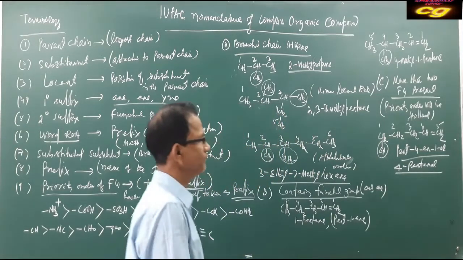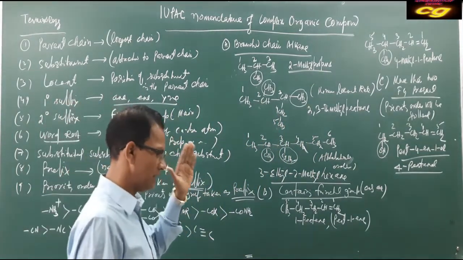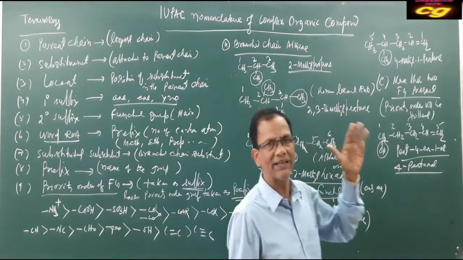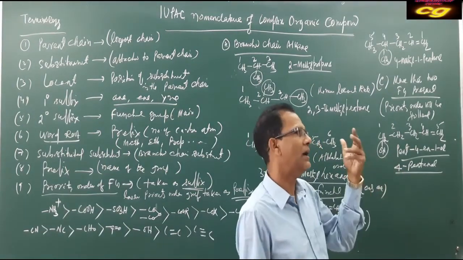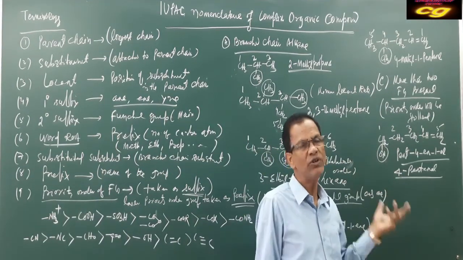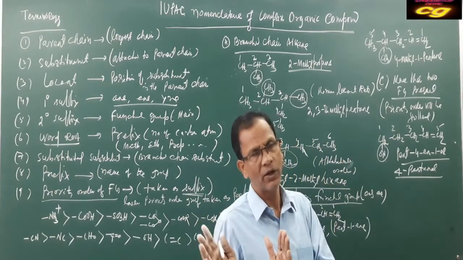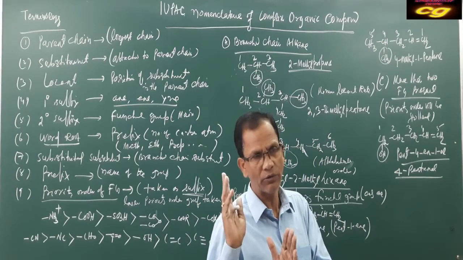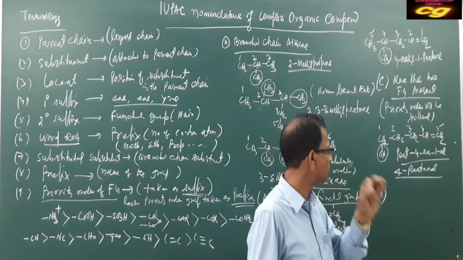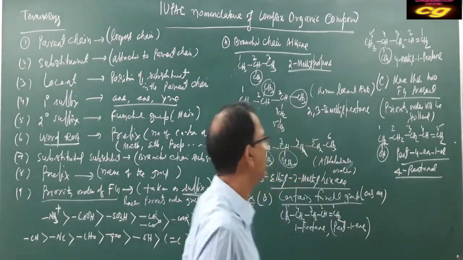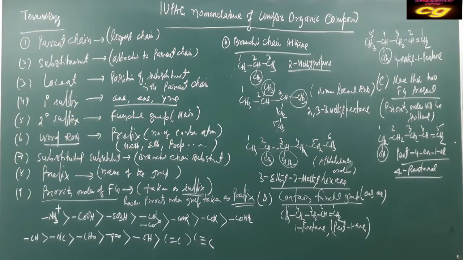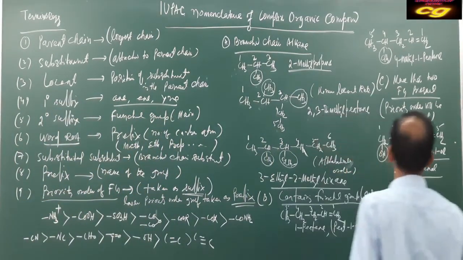And remember, groups like aldehyde and acids are always terminal functional groups. Always they will be written at the end. The carboxyl group and the aldehyde group are considered terminal groups. You have to remember these things. Okay, another example we can take like this.